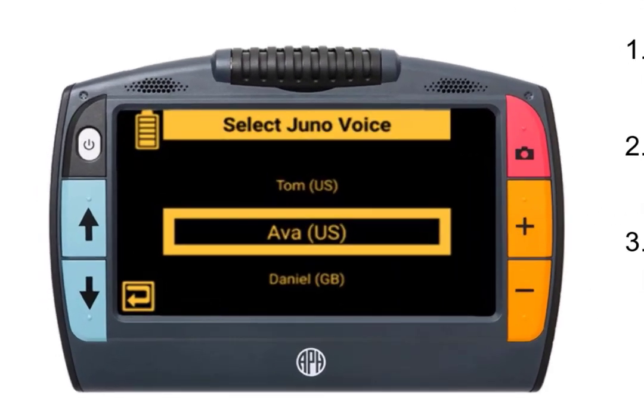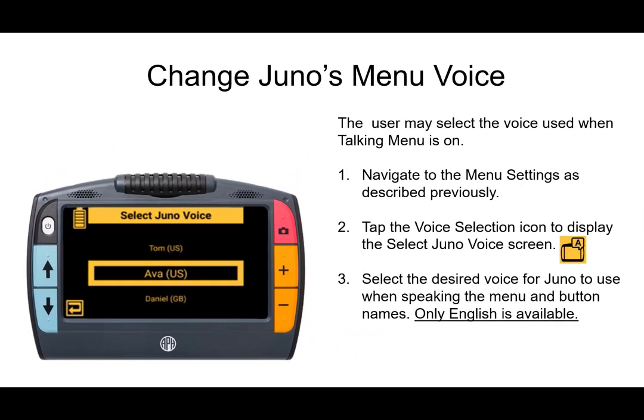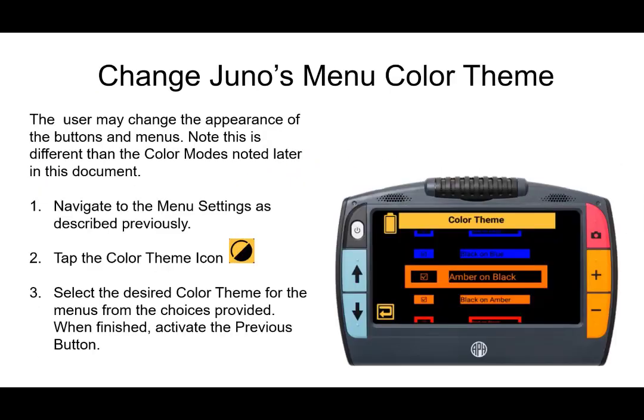So this on the left is what the screen looks like. You can select from a couple of different ones. Tom, Ava, and Daniel are the ones displayed here, but there may be other options. So it's possible to change Juno's main color theme on the menus. As you probably noticed, we've been using in this presentation that default one that's the orange and black.